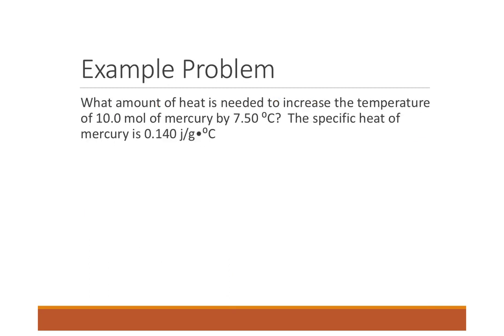Well, here's a sample problem. It says what amount of heat is needed to increase the temperature of 10 moles of mercury by 7.5 degrees Celsius. The specific heat of mercury is given at 0.140 joules per gram times degree Celsius. And we get this complicated unit so that things will cancel out correctly. So our formula, of course, is Q equals mc delta T.